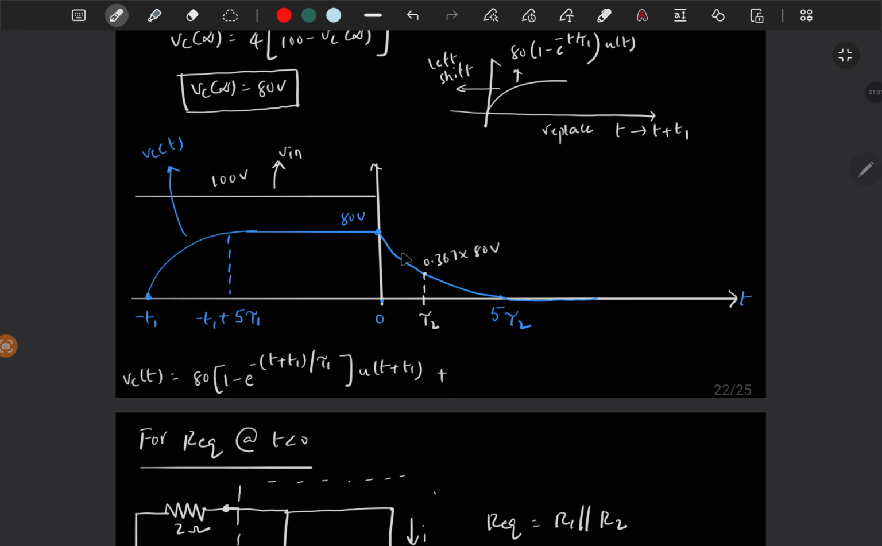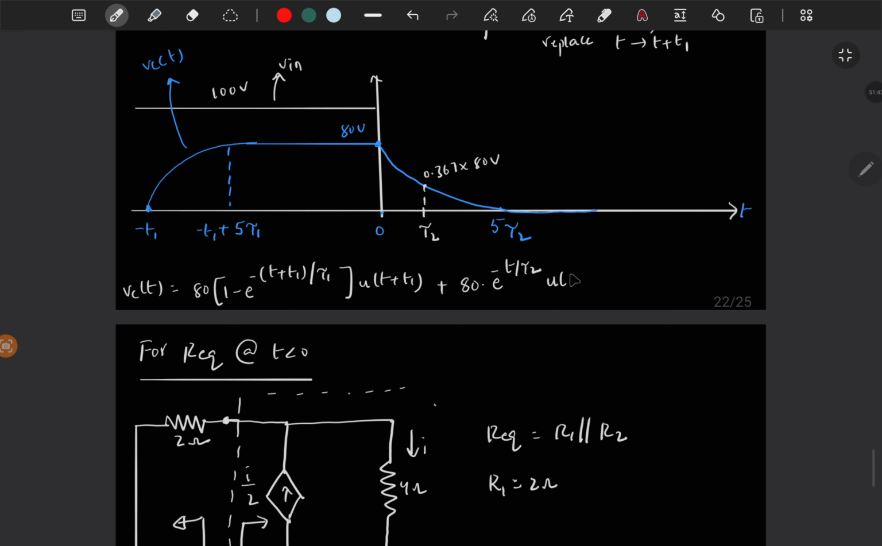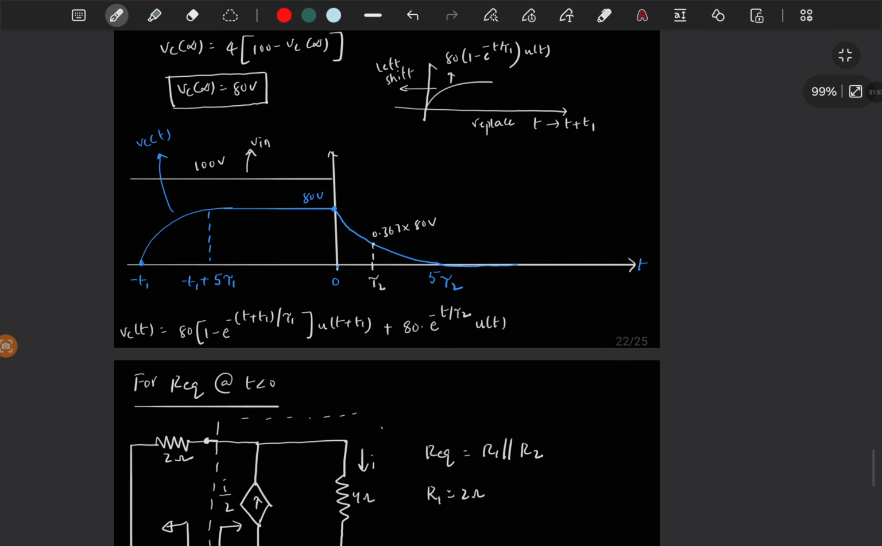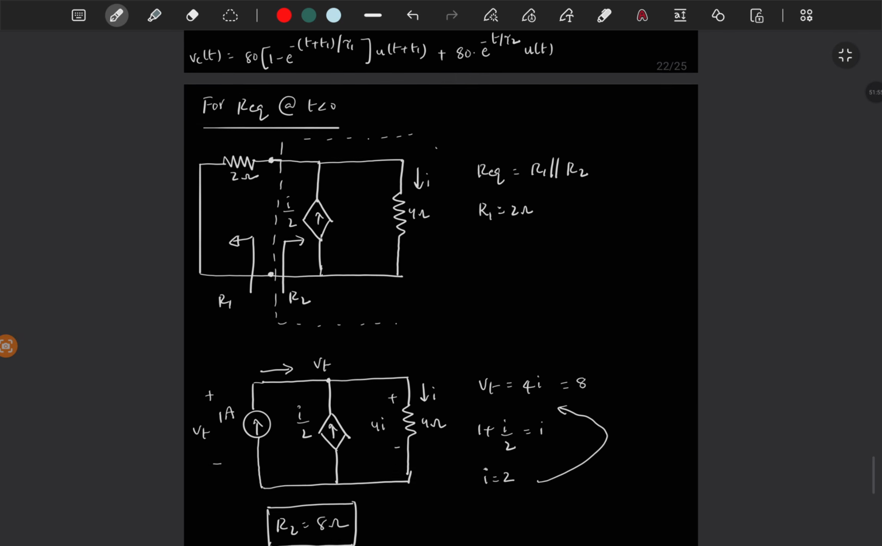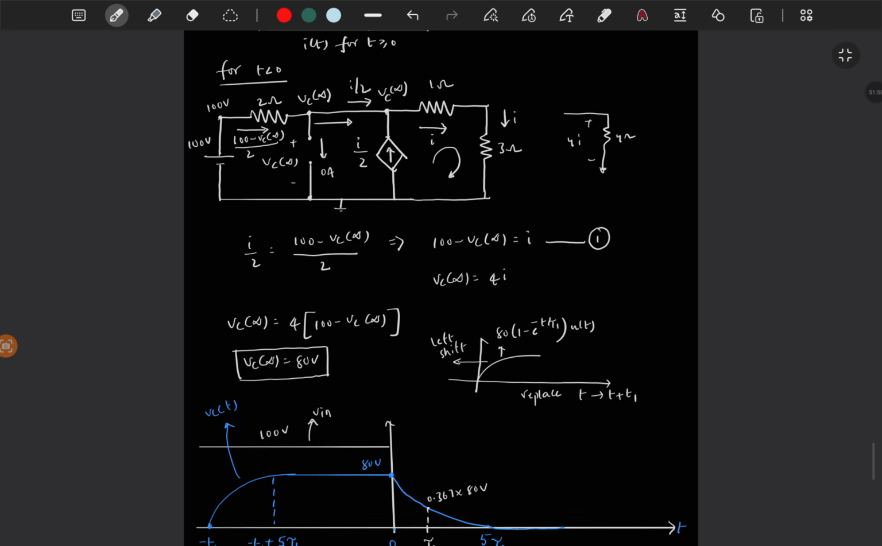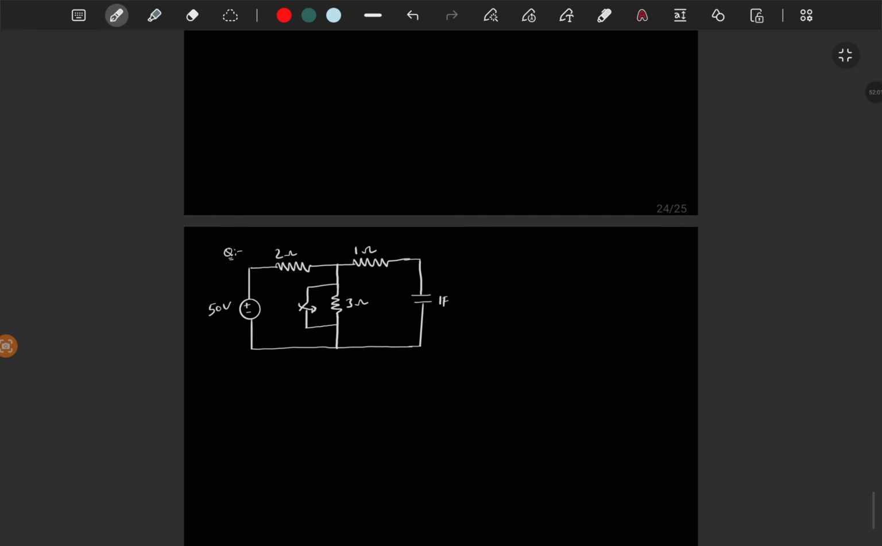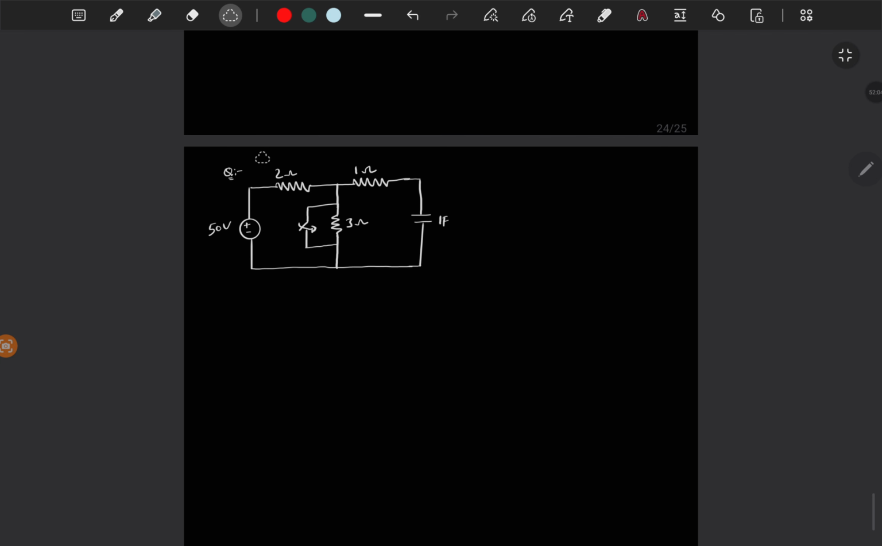and also we have this graph, right? So this is 80 e power minus t by tau 2 u of t. So this is only for t greater than 0, and this is only from minus t1 to 0. Yeah, that is how this circuit will work. And we can solve one more circuit. This is simple compared to the previous one.